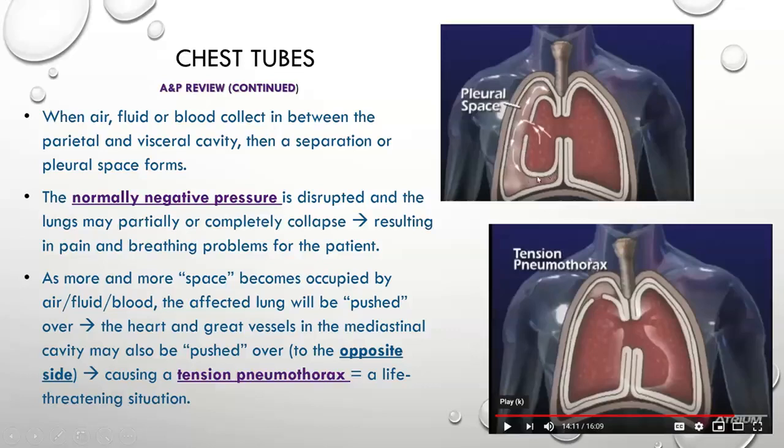Now, when air, blood, or fluid collects between those two pleural linings, between the visceral and the parietal lining, a space is created. It separates the parietal pleura from the visceral pleura, and that's not a good thing. The normally negative pressure is disrupted when this space is created. Because there's no longer this negative pressure, or there's less negative pressure than there was, it can cause the lungs to either partially or completely collapse. Again, if it's happening on the right side, then it's going to affect the right lung. It's not going to affect the left lung initially.